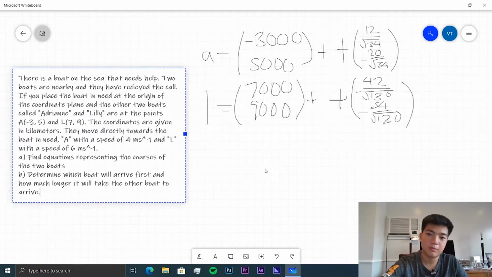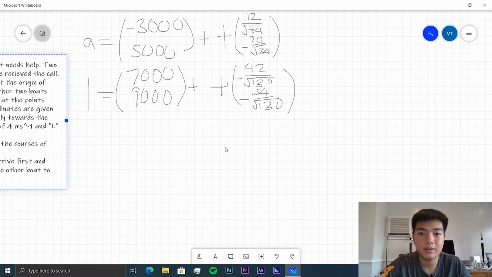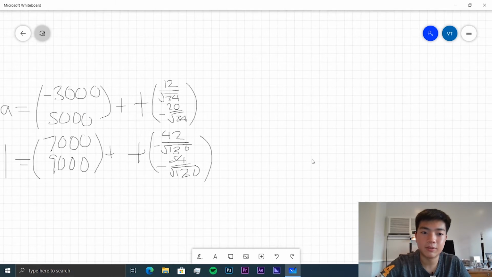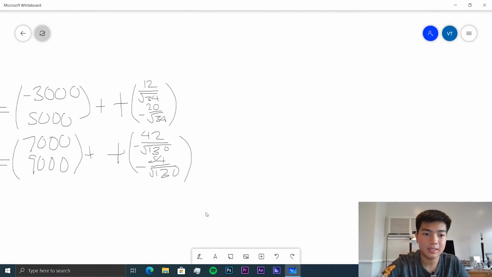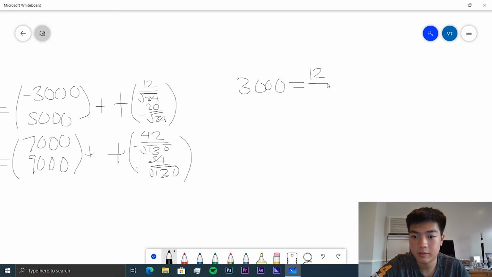Next, determine which boat will arrive first. Since we know it is going to intersect the origin, we can simply say that 3,000 is equal to 12 over square root 34 t.